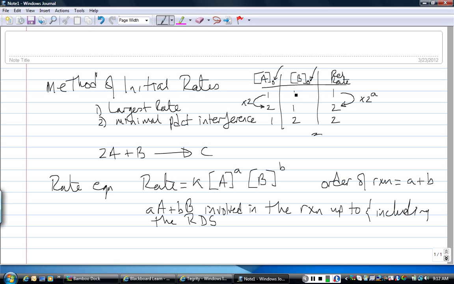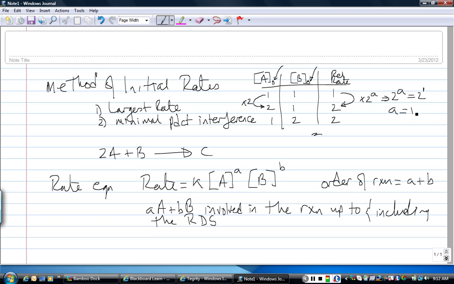So obviously I've kept the concentration of B constant, so I'm not changing that. So I can deduce from this that 2 to the A is equal to 2, because I multiplied 1 by 2 to the A, which in essence means multiplying 1 by 2. So 2 to the A is equal to 2, which means 2 to the 1. And I can infer from this that A is equal to 1. In other words, the reaction is first order in A.